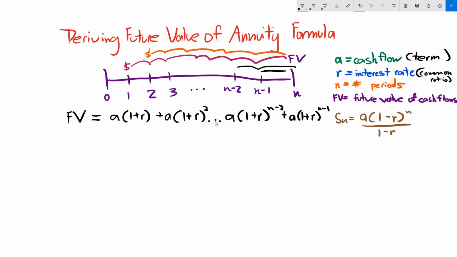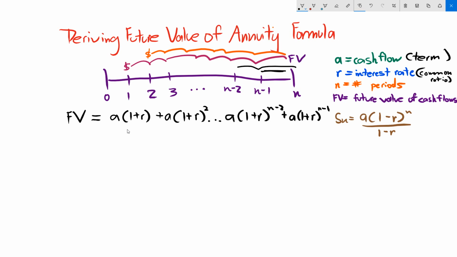Well, what can we do with this? Because this would take a long time. n could be 10, could be 20, 30, 40. This could be a lot in between here, and this could be a lot of terms. You don't want to be doing this by hand. You want to do this either by spreadsheet or by a formula. Well, what can we do here? Well, we see that this looks kind of familiar, and it is because it's a geometric series.